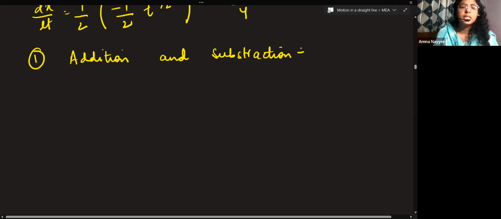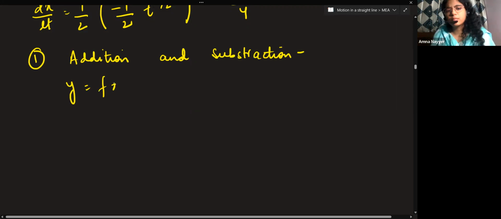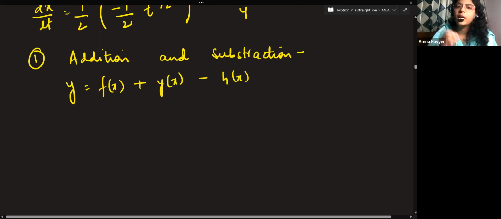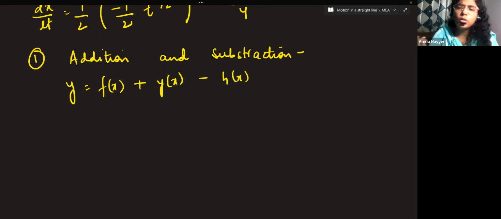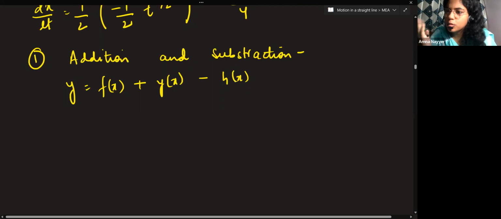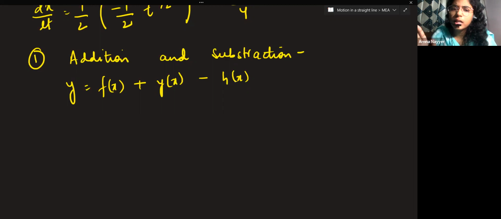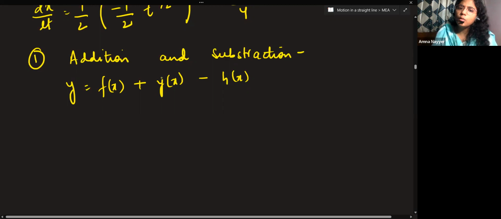Addition and subtraction. If you have addition and subtraction with you, these are very easy if you have understood the basics. Now, if you have various functions with addition or minus signs in between, like f(x) plus g(x) minus h(x). You know how to solve a particular function. For example, x cube, you will get 3x square. You know how to solve x square, 3x square. So individually, you can solve all these. Just at the end, add the signs.